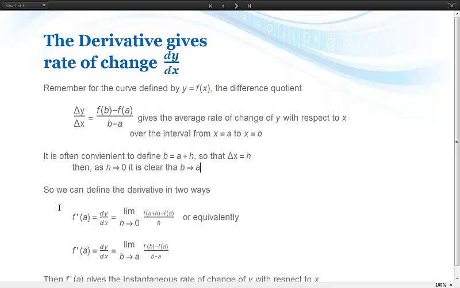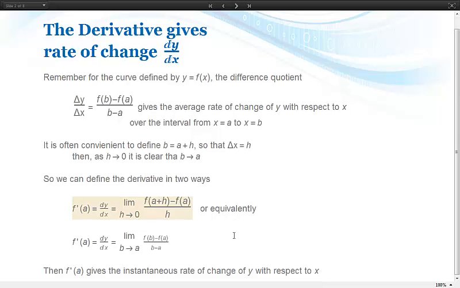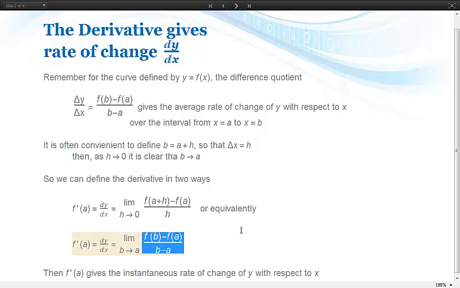We can define it as we've been doing, that the derivative at the point a is the rate of change, the instantaneous rate of change of y with respect to x, defined as the limit as h goes to 0 of the difference quotient. That is f of a plus h minus f of a, that's my change in y, divided by my change in x, or equivalently, as we've just seen, I could also do this, and we'll see that this will become handy in the future.